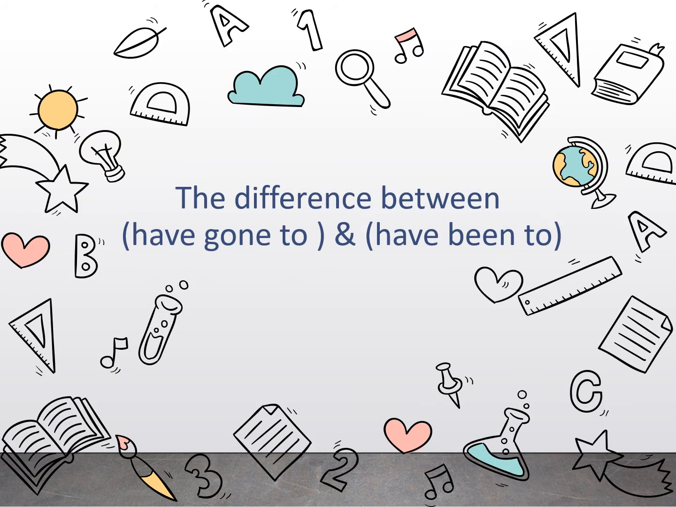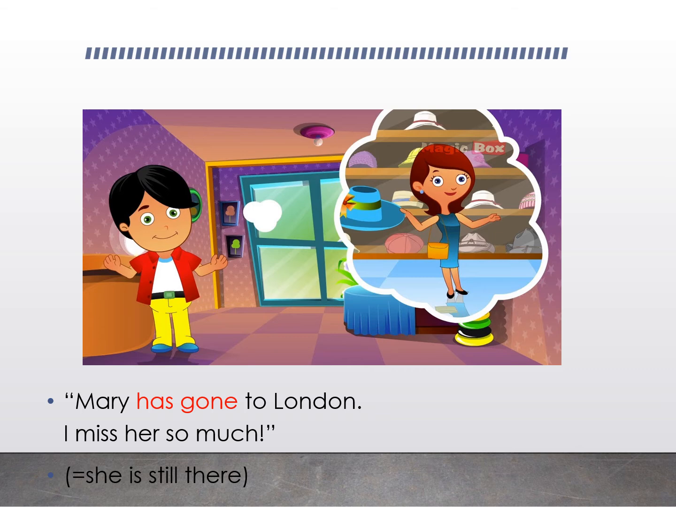Now we have to figure out the difference between have gone to and have been to. These two verbs have a very big difference. Let's start with has gone. Take a look at the example. Mary has gone to London. I miss her so much.